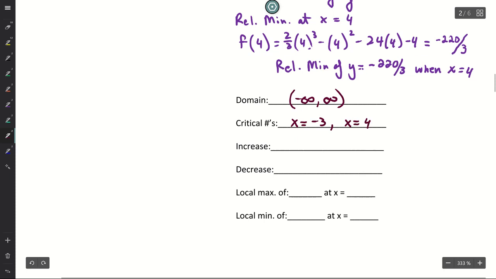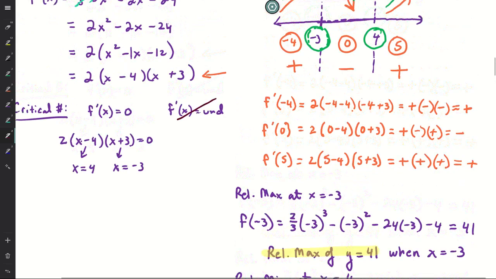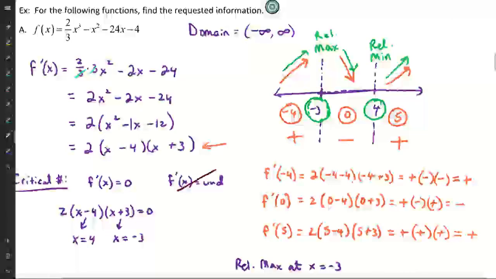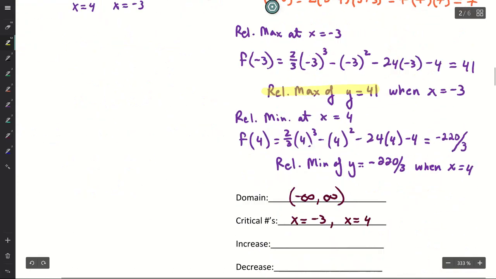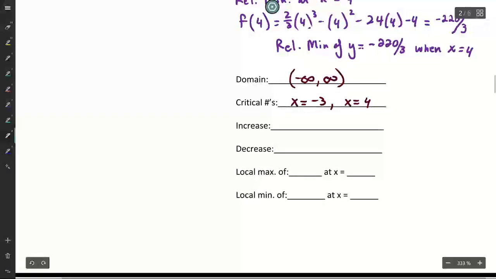As far as increasing, decreasing, let's go back up to our number line test. We can see that we're increasing on this interval here and that interval there. Remember that these are always open intervals and they're always reliant on our critical numbers. So we'd say we are increasing from negative infinity to negative 3 and then also from 4 to infinity. So there, negative infinity to negative 3, union 4 to infinity.